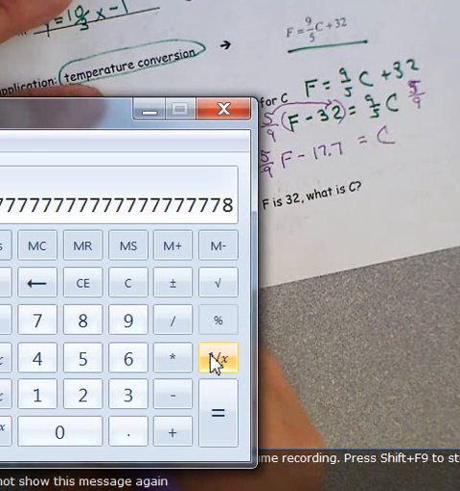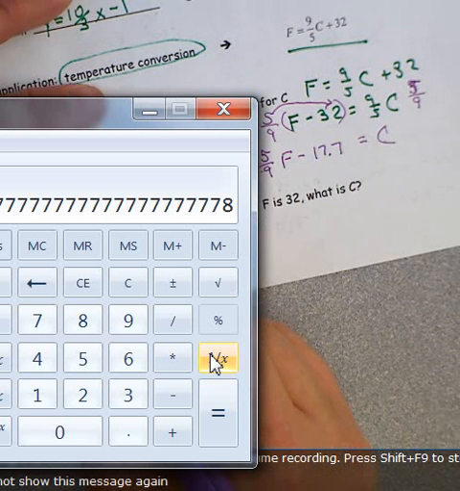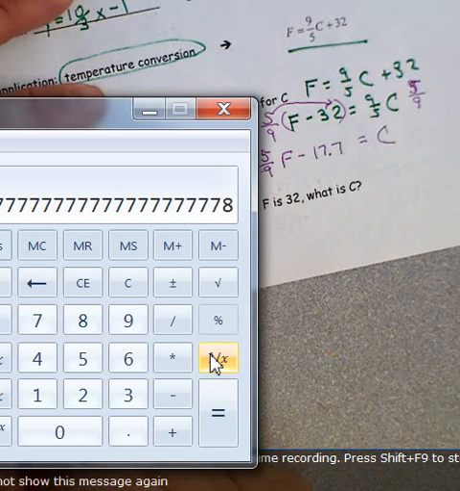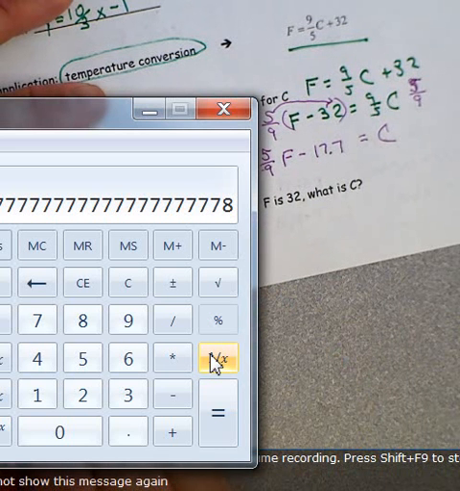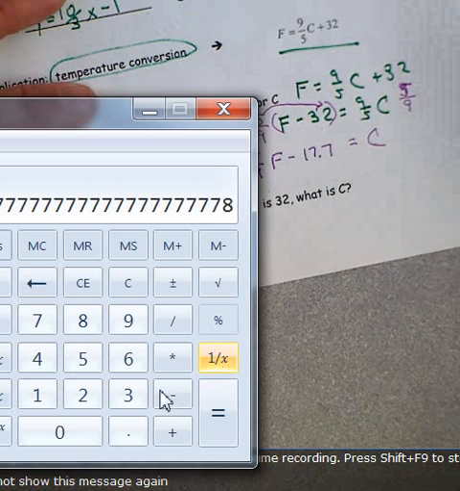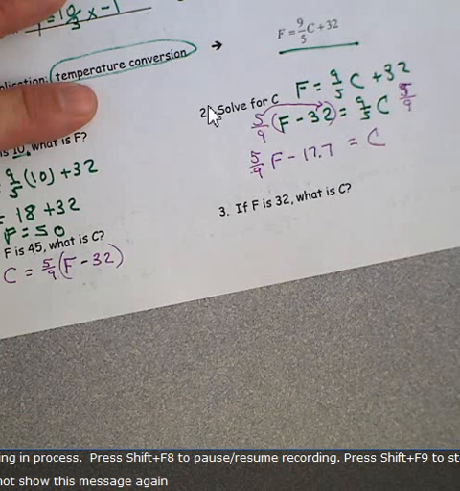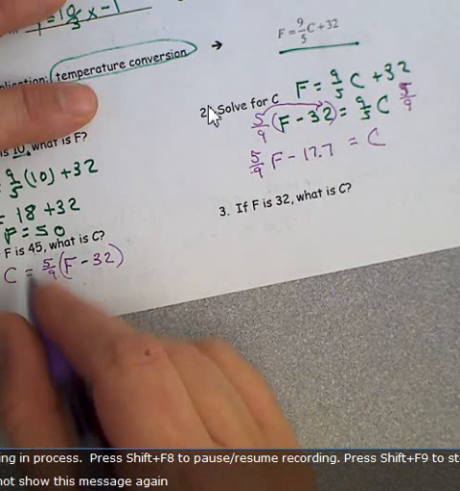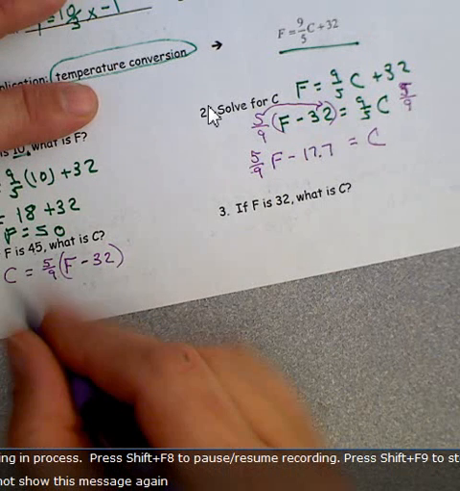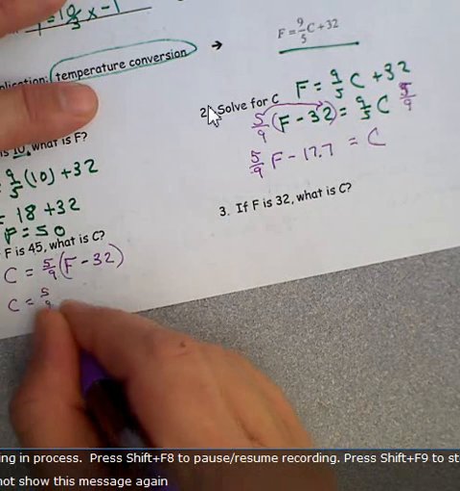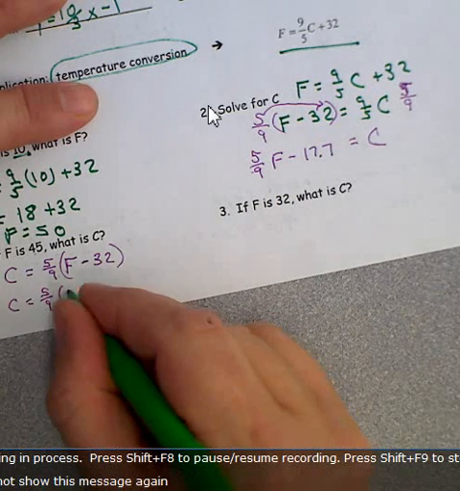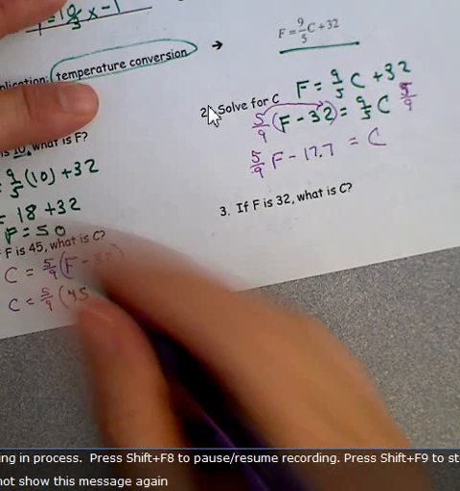Celsius equals 5/9 times the Fahrenheit minus 32. And that way, if I want to know when Fahrenheit is 45, I can just plug it in right here and not deal with this sort of odd decimal. So when I plug 45 in for F, I get C equals 5/9 times 45 minus 32.